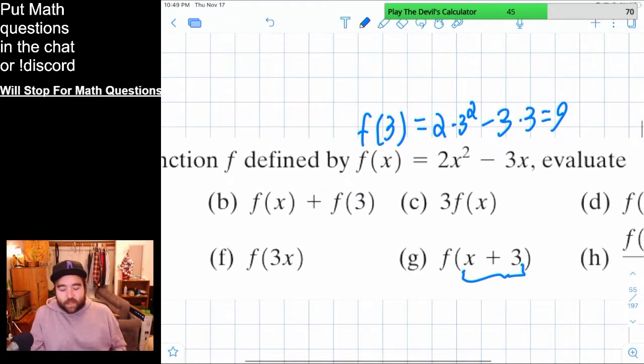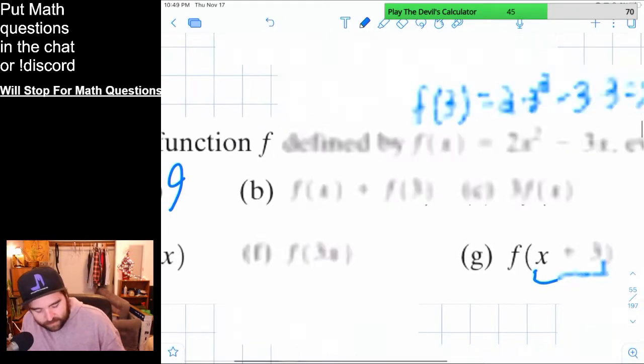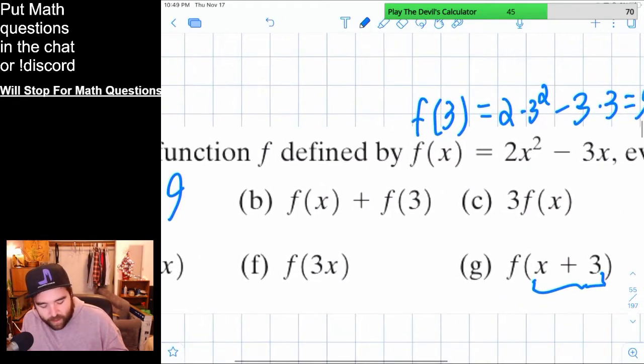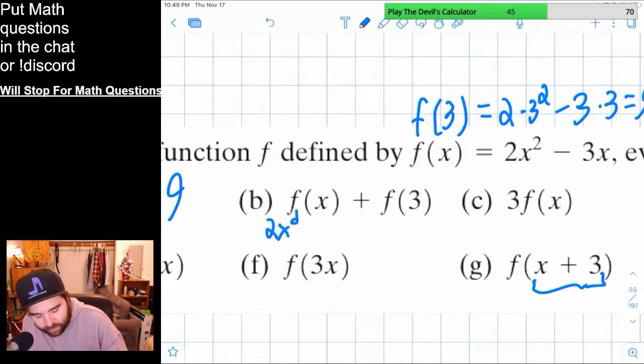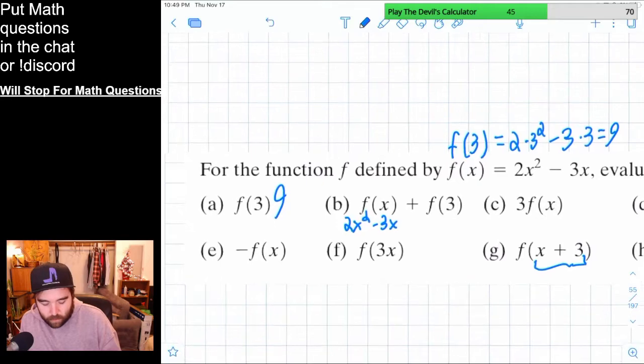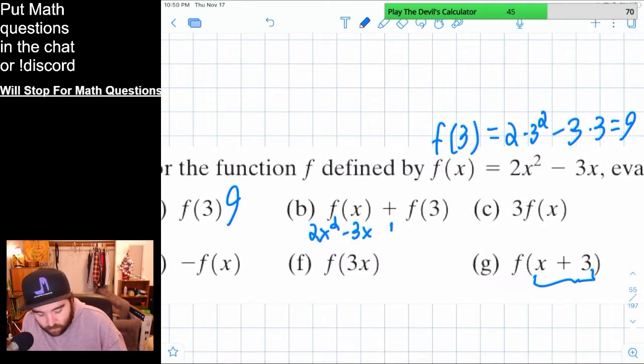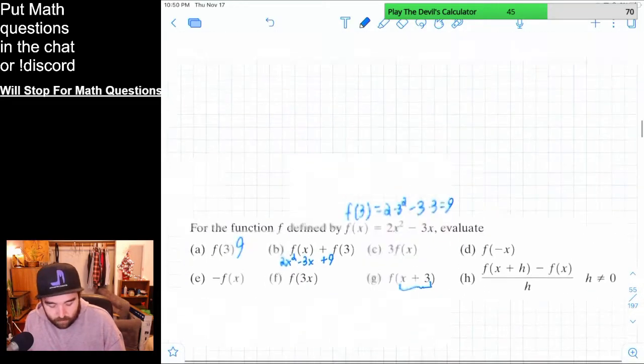f of x plus f of 3. Well, you're just kind of building it together. So what is f of x? f of x is 2x squared minus 3x. f of 3, we just did that. That's 9.